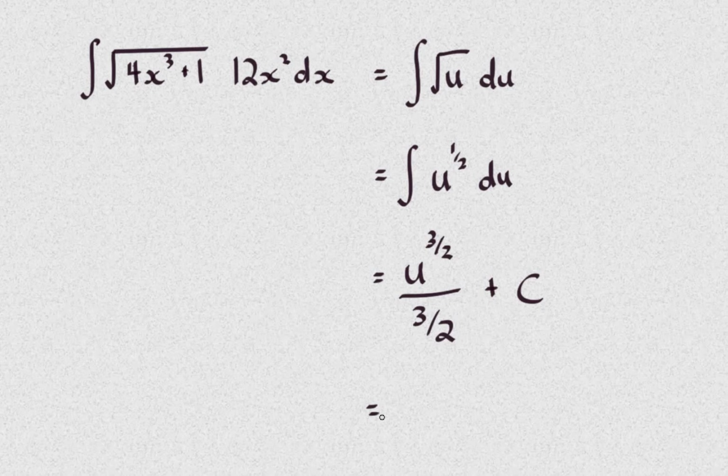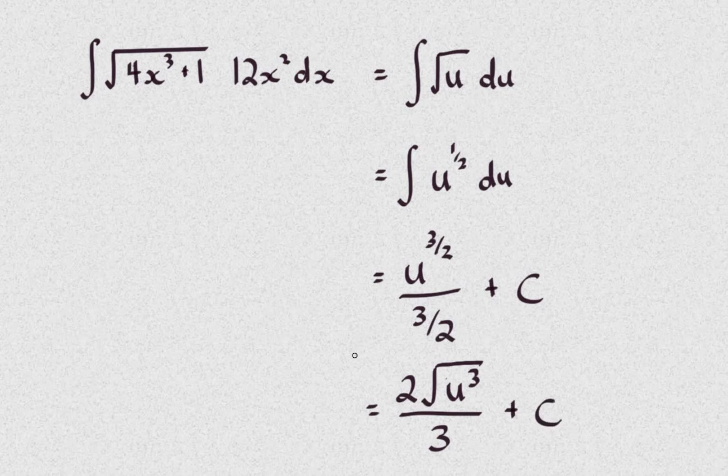Tidying up a little bit, we see that our 2 comes on the top of the fraction, and instead of u to the power of 3 on 2, we will rewrite this using the radical form. So this is u cubed under the square root. Now 3 is on the denominator, and we still have our constant.